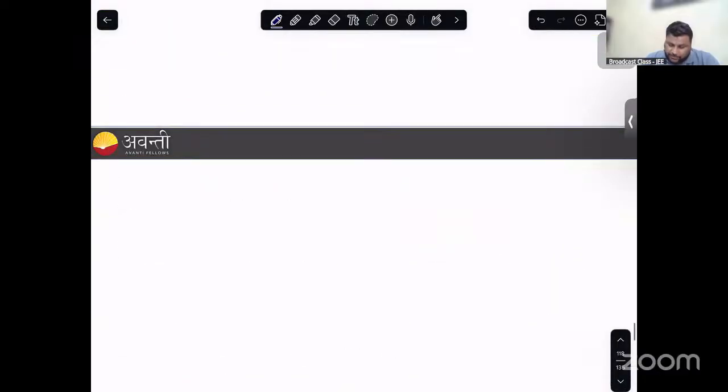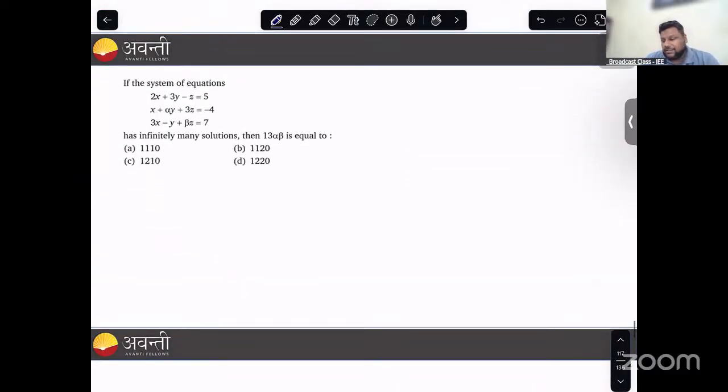Now, let's go forward. See this question. In the last-to-last lecture, I have taught you everything regarding this. The system of equations has infinitely many solutions, then 13 alpha beta is equal to? So for infinitely many solutions, what all do you have to do? Delta 0, delta 1 0, delta 2 0, and delta 3 0. Now do it quickly. What is delta? What is delta 1? What is delta 2?